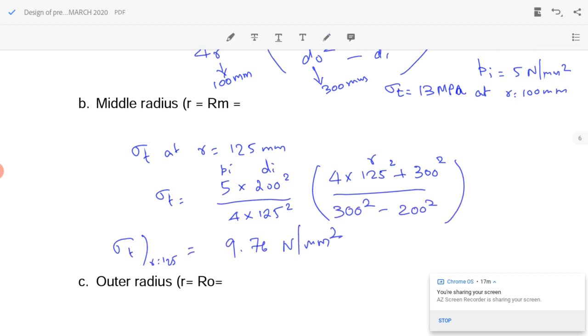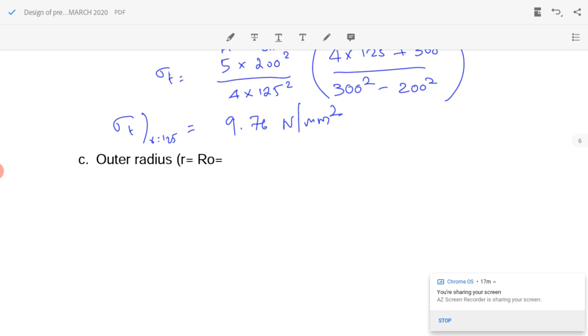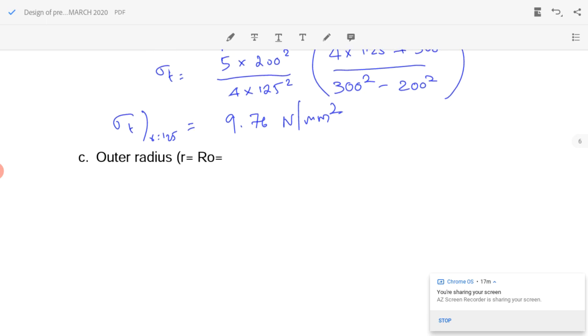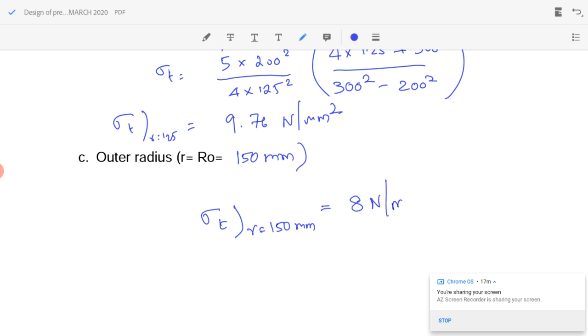Further, I can find the same value at the outer radius, substituting R equal to RO equal to 150 mm. I will get sigma T at R equal to 150 mm. Doing the same step with R equal to 150 mm, I will get sigma T equal to 8 Newton per mm square. So this completes our step for finding tangential stress at different radius.